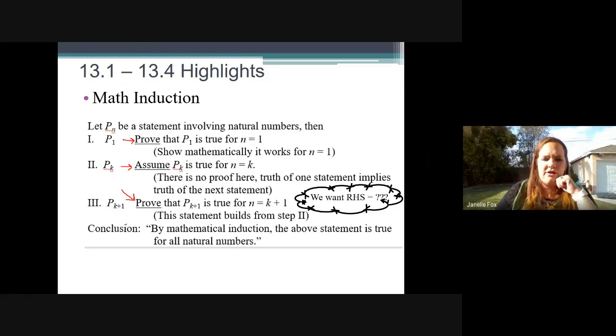Remember, you have to finish off with your conclusion sentence that is the same thing every stinking time. By mathematical induction, the above statement is true for all natural numbers. And then you, of course, finish it off with a Q, E, and a D. That is the ugliest E I've ever seen in my life, but you put QED and you are golden.